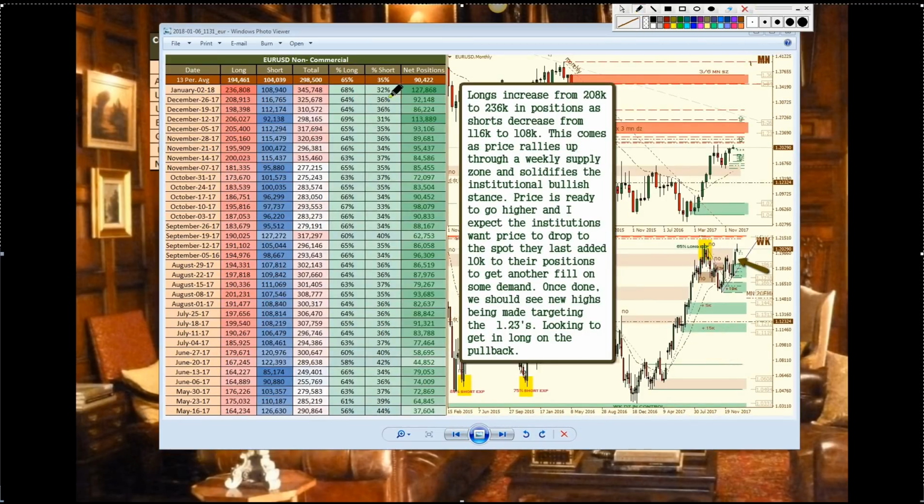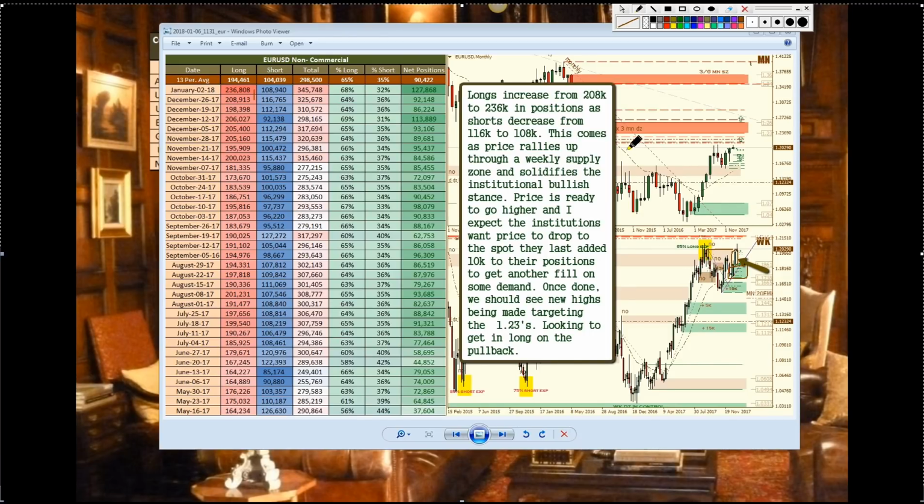Okay, next we got the euro. What do we see? Euro longs increase from 208,000 to 236,000 positions. This is like a record. Okay, so that comes as we move upwards, breaking through a weekly area of supply, and now we got a weekly area of demand down here.